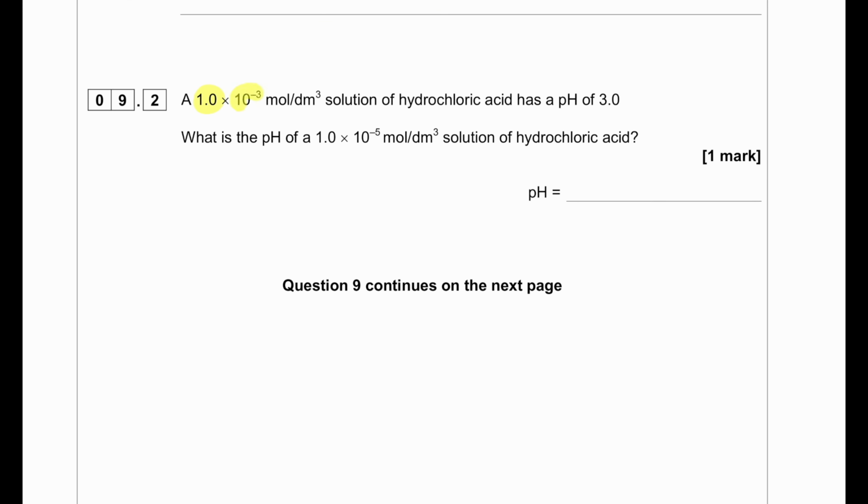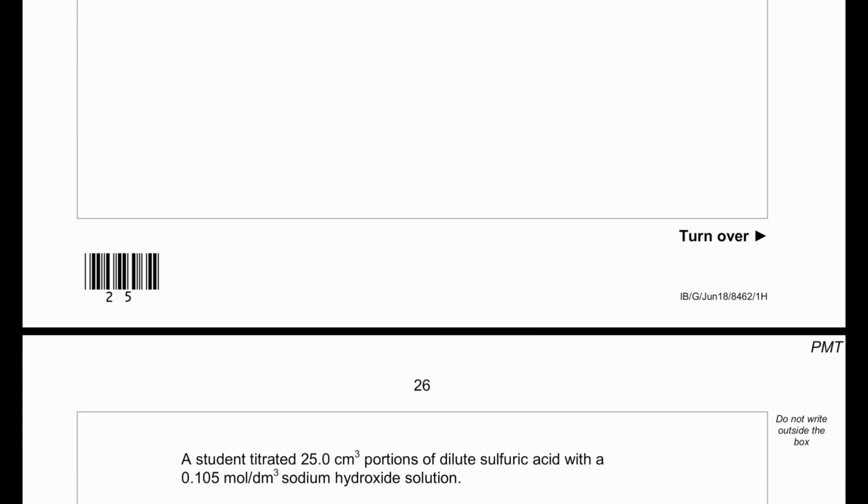A 1.0 × 10^-3 mol per dm³ solution of hydrochloric acid has a pH of 3.0. What is the pH of a 1.0 × 10^-5 mol per dm³ solution of hydrochloric acid? Guys, this is a very good question. When we see that the exponent here went from -3 to -5, -3 represents a pH of 3, so -5 will represent a pH of 5. However, there is a formula and maths to do this. We do not need it because it's a very simple one.